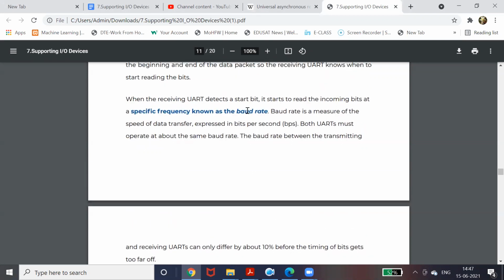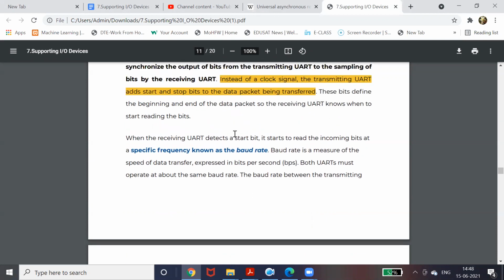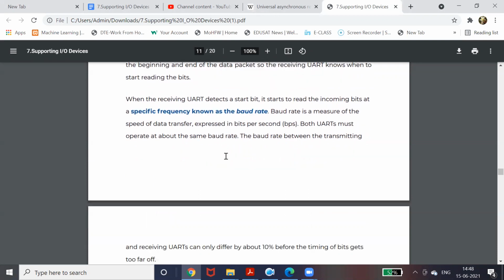It also uses the baud rate to give the information about how fast it is transferring the data. Baud rate means bits per second. When you are transferring data, the start bit's voltage level will go high, specified with a specific frequency, and the receiver will understand that some bits are coming from a device.